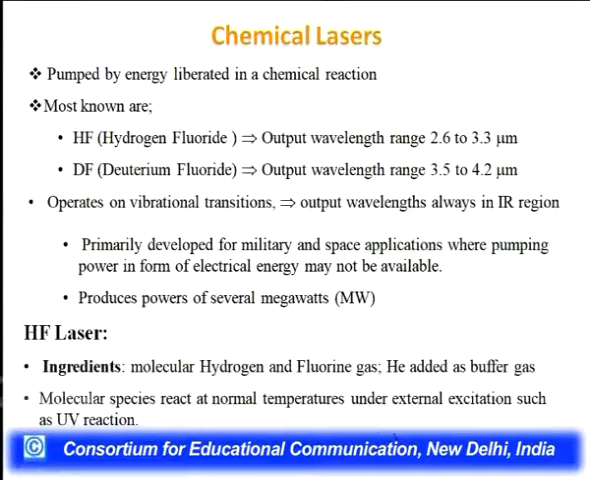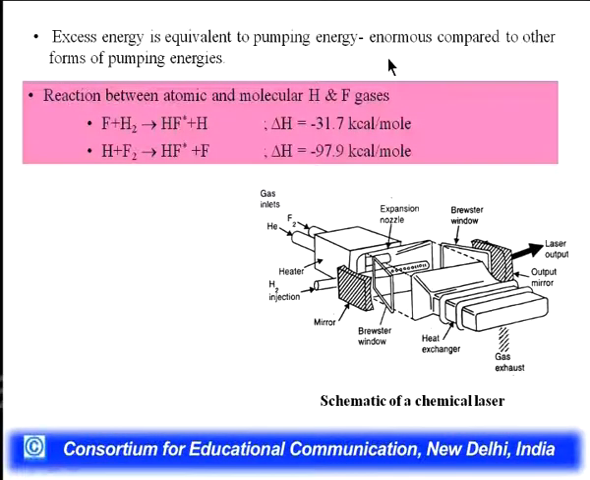And molecular species react at normal temperature under external excitation such as UV radiation, and the reactions are highly exothermic, which produces a large amount of chemical energy. Because of this chemical energy, the molecules and atoms go to the excited state, and then we can get the population inversion from there, and we get the lasing light. Next, the pumping energy required in chemical lasers is enormous compared to other forms of pumping energies.